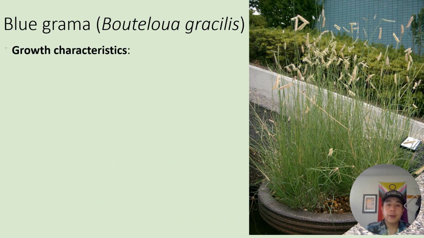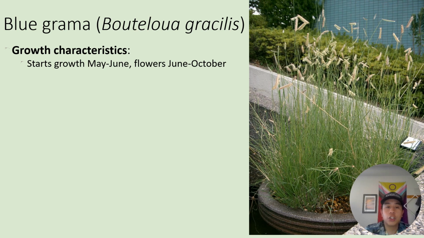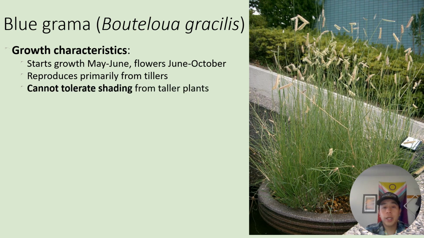In terms of its growth characteristics, blue grama, or Bouteloua gracilis, is a warm season plant that starts growth in May to June and flowers in June to October, and it reproduces primarily from tillers. It cannot tolerate shading from taller plants, so it's very sensitive to competition and invasive species. But it can withstand relatively heavy grazing, so it makes awesome forage.